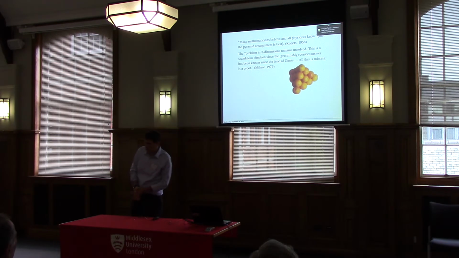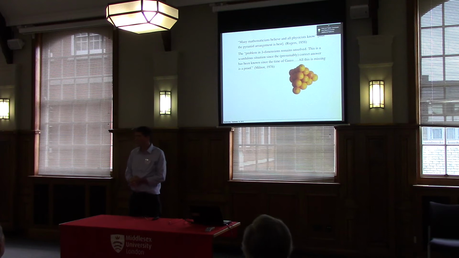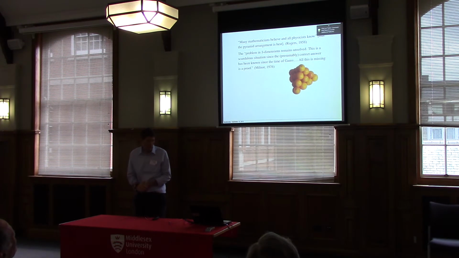Gauss was the first to really make a serious contribution to this problem. He was thinking of this in terms of quadratic forms, but what he proved shows that if you restrict to packings that are lattices, so the centers of the spheres all line up on points of the regular lattice, then under this special assumption the face-centered cubic packing is the best.